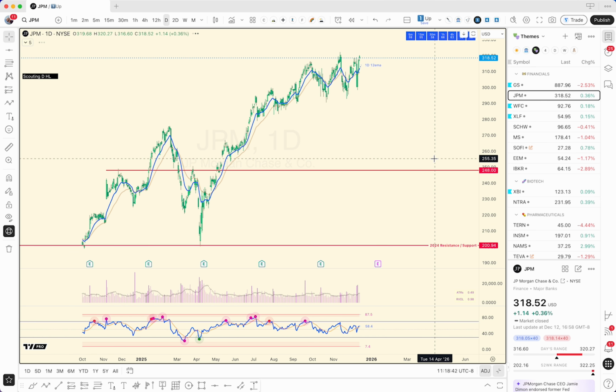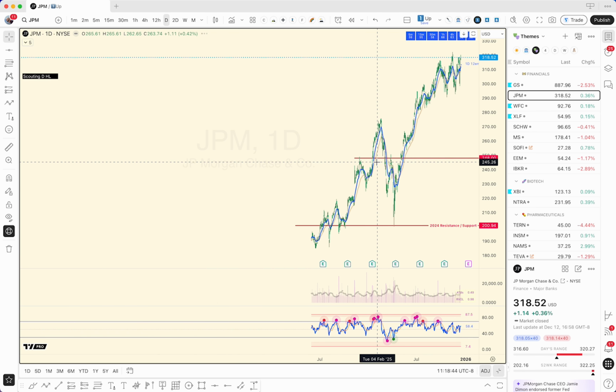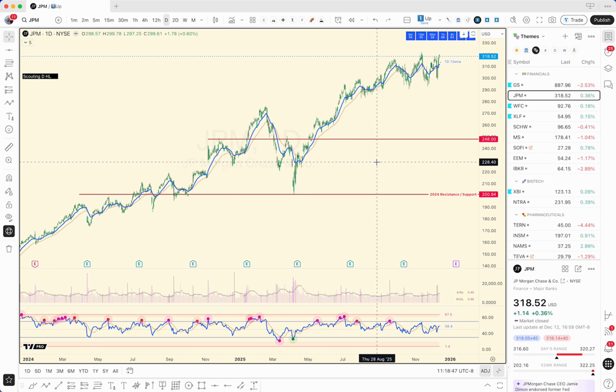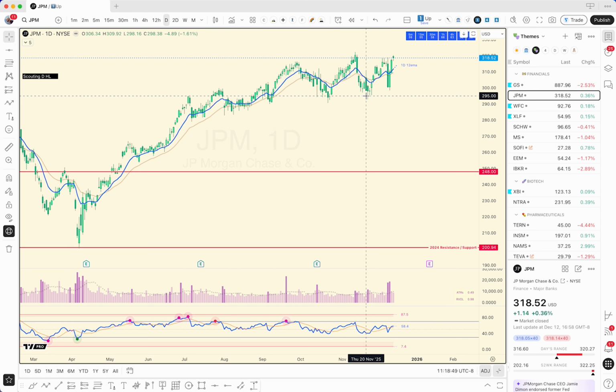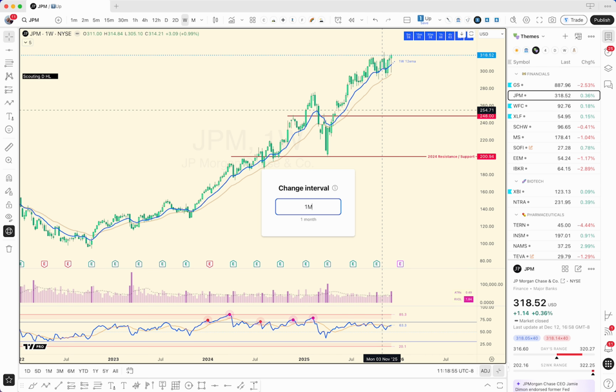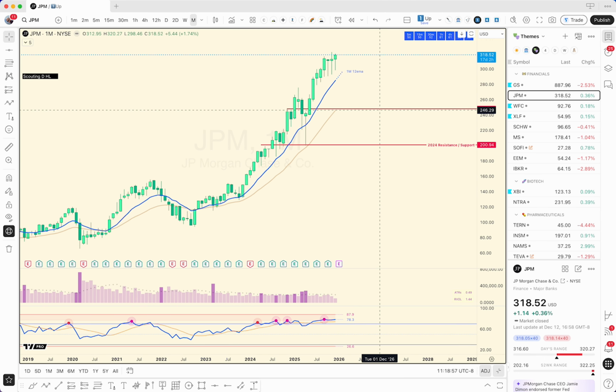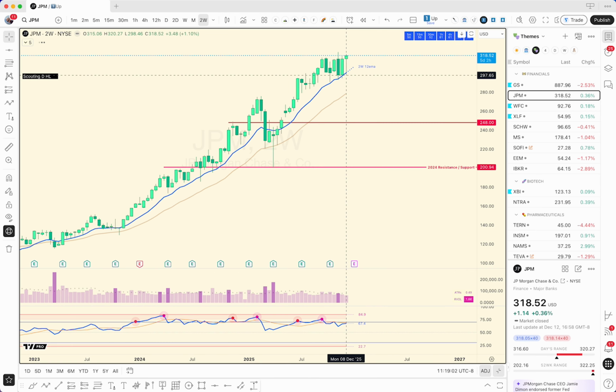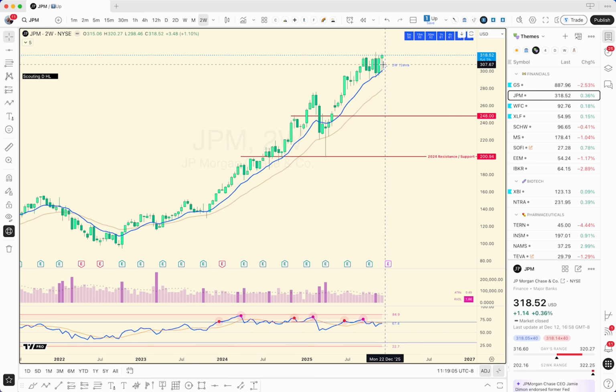JPM, consolidating here at the highs and generally in a really nice uptrend. Again, this looks like it might even be a monthly rider. Let's take a look at weekly. It's holding weekly 26. Let's take a look at monthly. I mean, look at that thing. Wicks to the downside. This is what, a 2-month rider maybe? Yeah, it's a 2-month rider. And it just had this long consolidation here, which is kind of bullish, right?